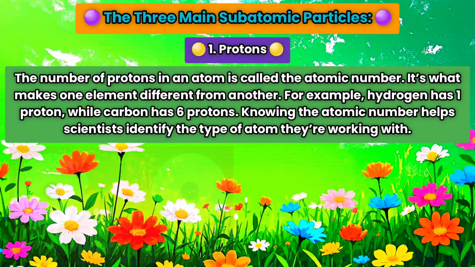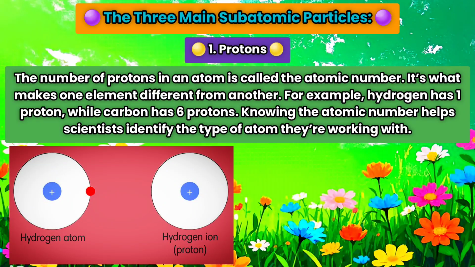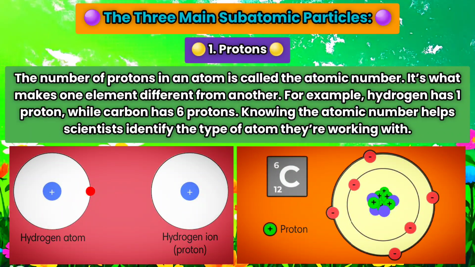The number of protons in an atom is called the atomic number. It's what makes one element different from another. For example, hydrogen has 1 proton, while carbon has 6 protons. Knowing the atomic number helps scientists identify the type of atom they're working with.